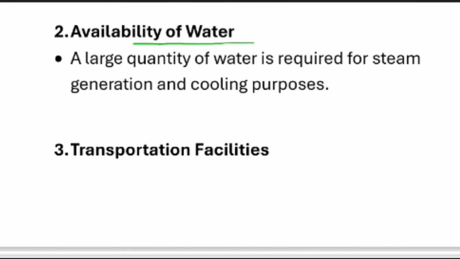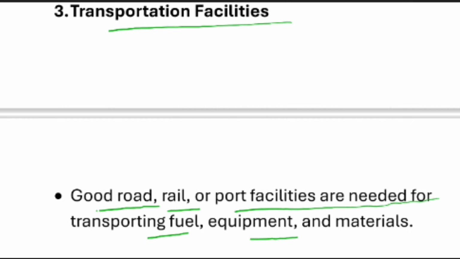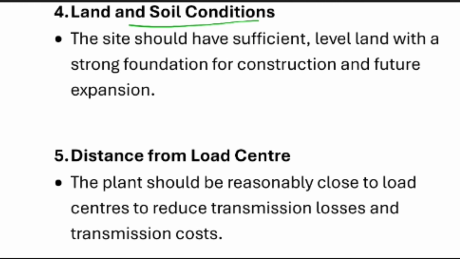And next is the availability of water, which is required in large quantity for steam generation in the power plant, and for cooling purposes. Next is transportation facility. We have to check for good roads, rails and port facilities near the plant for the transportation of fuel, equipment and material for the thermal power plant. Next is land and soil conditions.